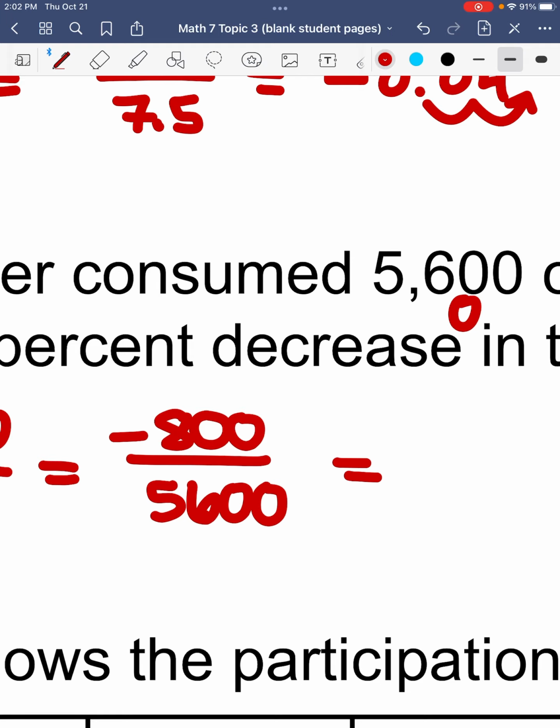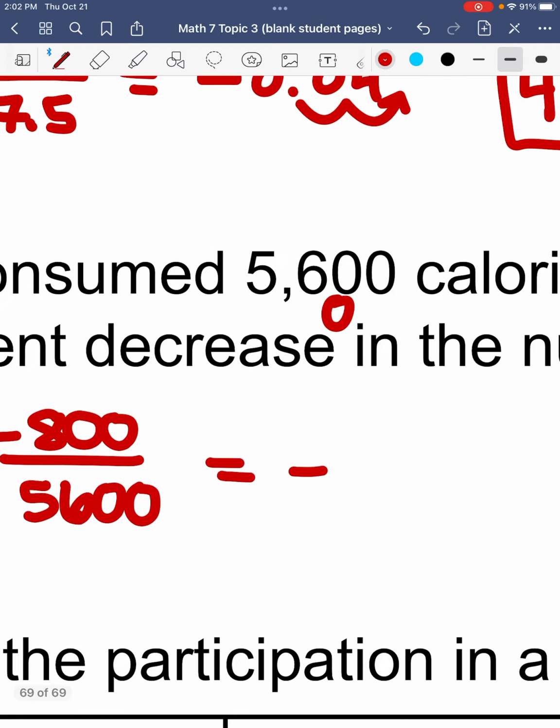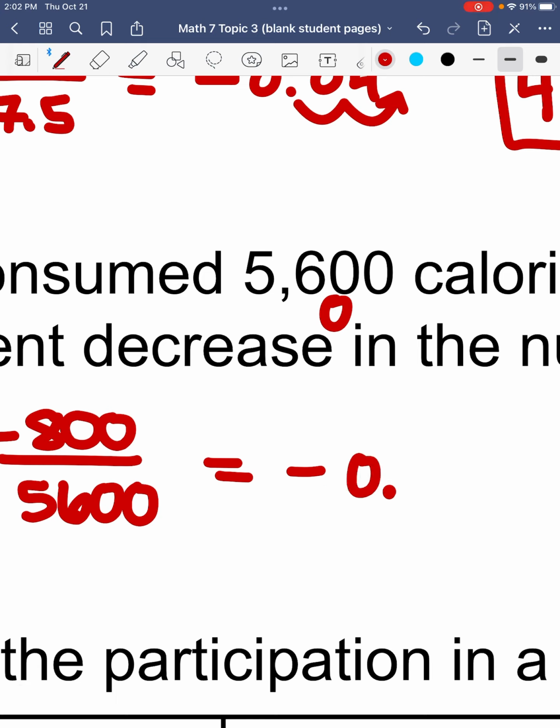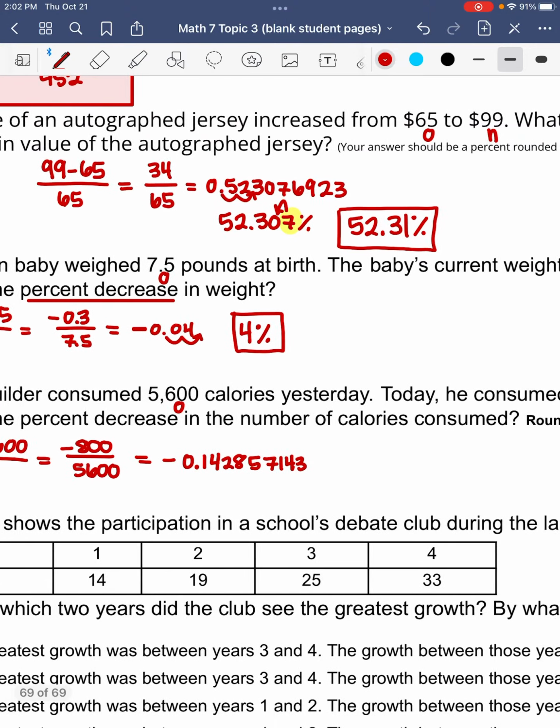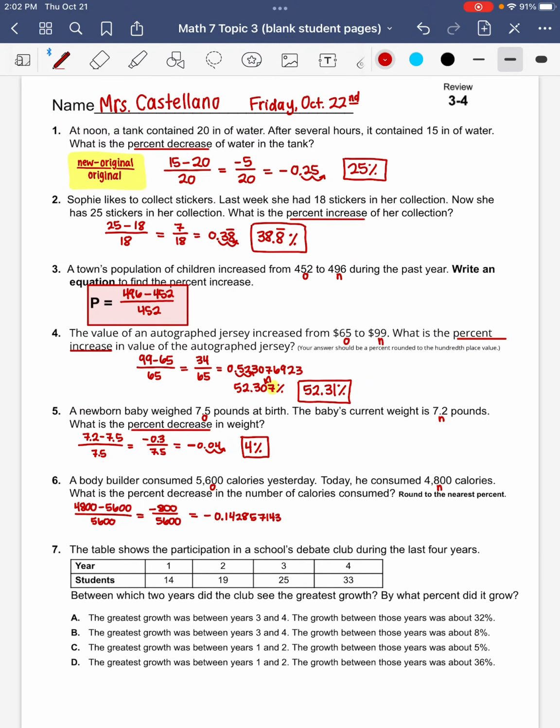And I get another long decimal. I'm going to have negative 0.142857143. And it might keep going, but that's just where my calculator cuts it off. Okay, but it told me to round to the nearest whole percent.